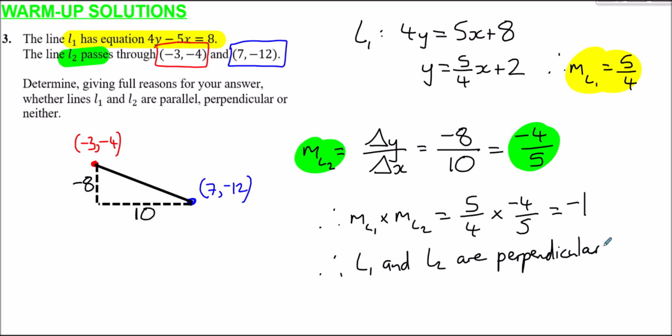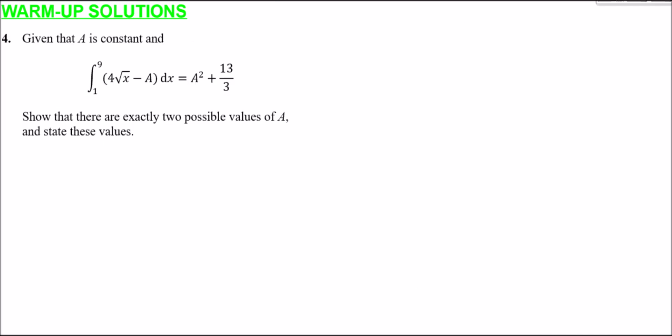We can now finally think about the last warm-up question, warm-up question 4. Right, so we're told that a is a constant, and the integral of this expression from x being 1 to x being 9 equals a squared plus 13 over 3. We need to show that there are exactly 2 possible values of a and state these values.